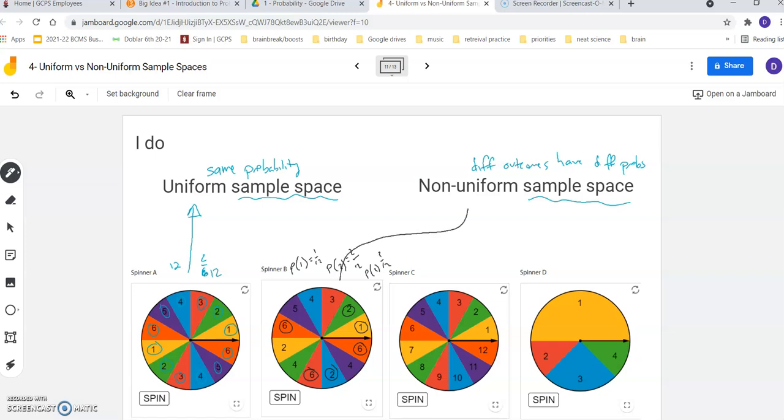So we would say this is a non-uniform sample space. Different things have a different possibility. Spinner C, there are also still 12 possible outcomes and 12 different numbers. 1, 2, 3, 4, 5, 6, 7, 8, 9, 10, 11, 12. So all of my different possibilities all have a 1 in 12 chance. They are the same. So we would say that that spinner has a uniform sample space.